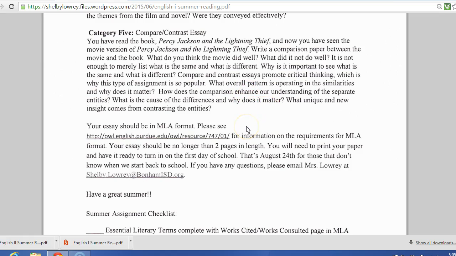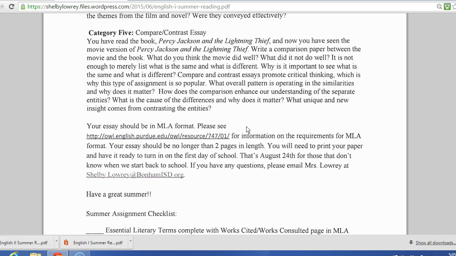So again, you've read the book, you've seen the movie. Now I want you to kind of do what I told you to do with the movie. You're gonna consider all of those things that were similar and different, and you're gonna put it into a 2-page double-spaced essay. So write a comparison paper between the movie and the book. What did you think the movie did well? What did it not do well?